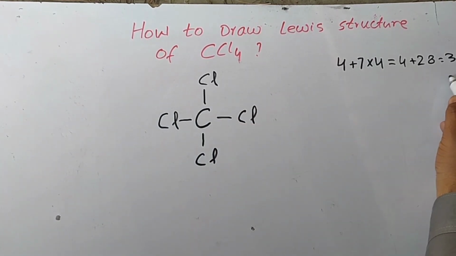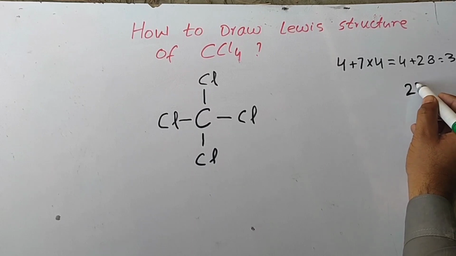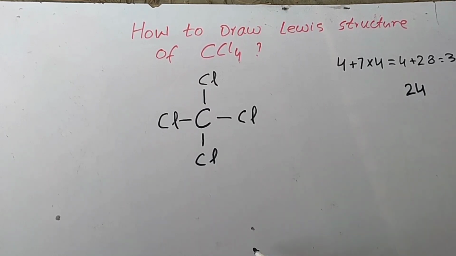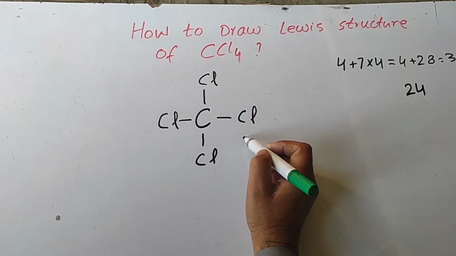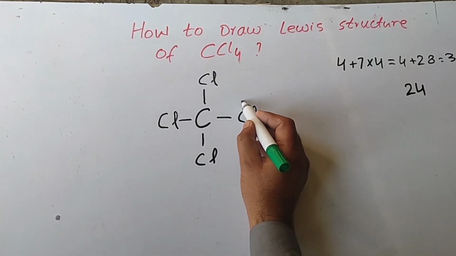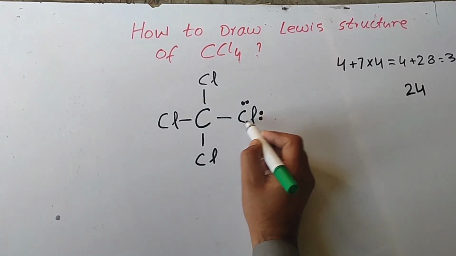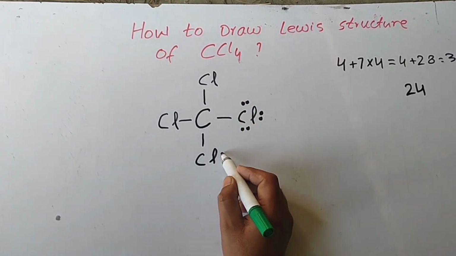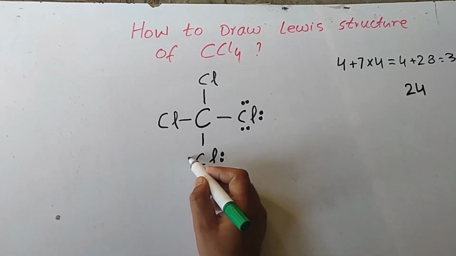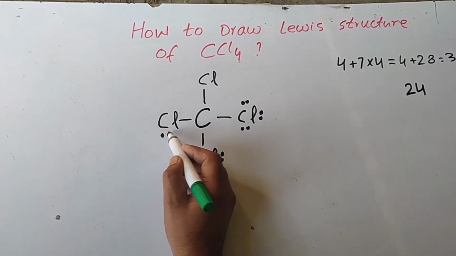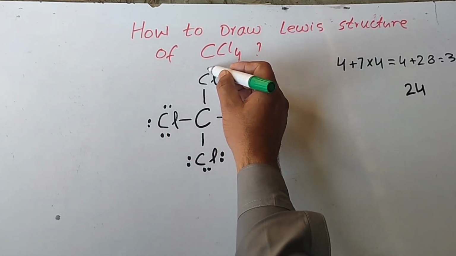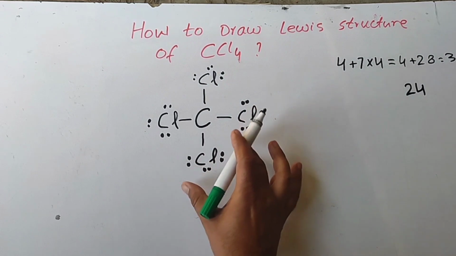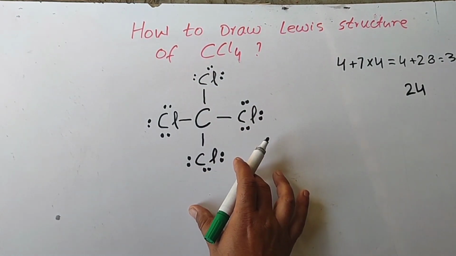So the remaining electrons are 24. 24 इलेक्ट्रॉन को हम साइड से वैलेंस शेल कंप्लीट करने के लिए इस्तेमाल करते हैं. सो देयर आर 3 इलेक्ट्रॉन पेयर हेयर, 3 इलेक्ट्रॉन पेयर हेयर, 3 इलेक्ट्रॉन पेयर here and 3 electron pair here. This is the Lewis dot structure of CCl4.